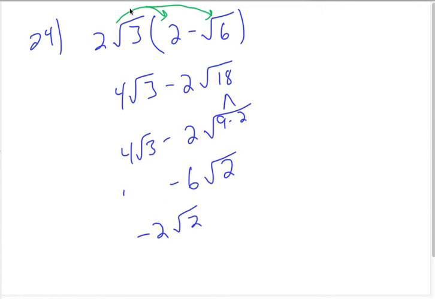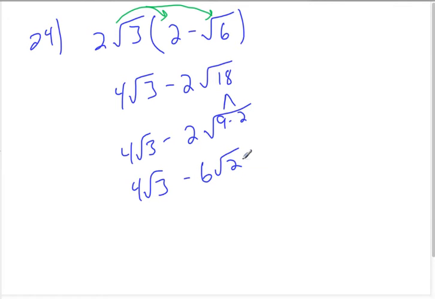So let's start there. Let's get back to here. So we get 4 root 3 minus 6 root 2. So now these are not like terms, and they're not simplifiable anymore, so we are done at 4 root 3 minus 6 root 2.